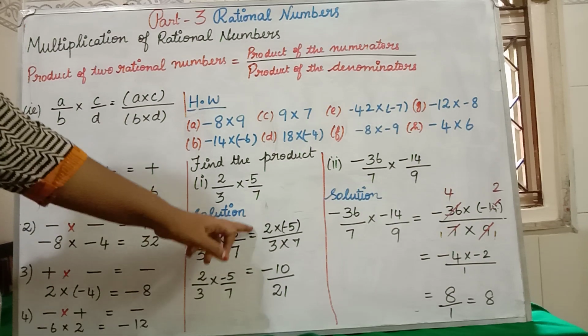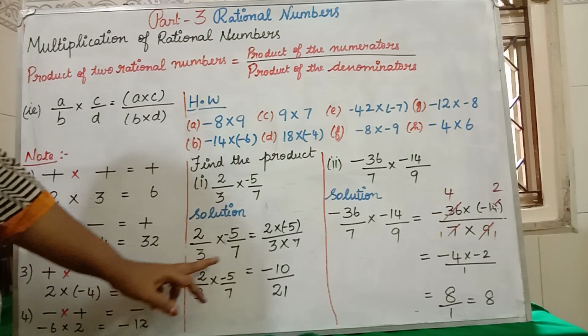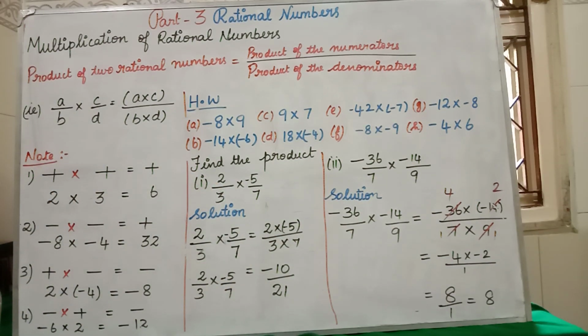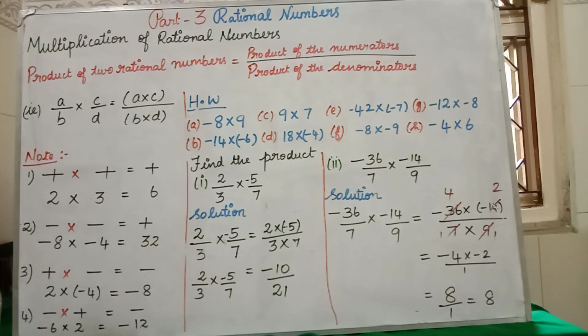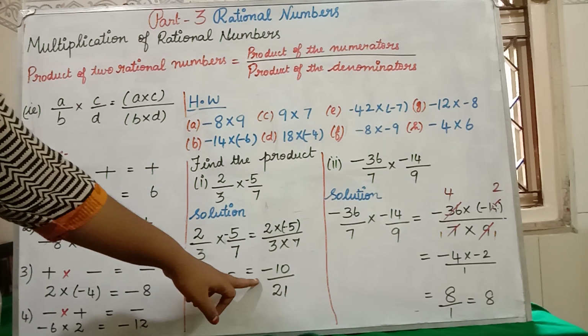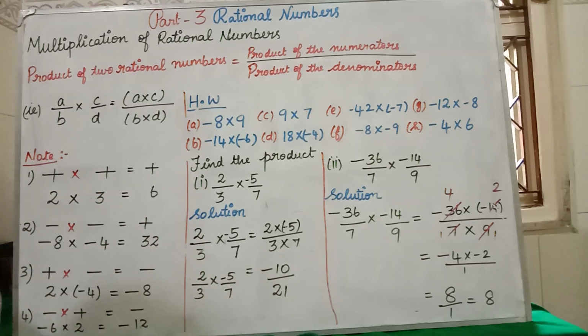So I have multiplied 2 into minus 5 divided by 3 into 7. Next step, what I have told? Here plus 2 is there and here minus is there. So plus minus means you have to put the minus sign. So 2 5s are minus 10, divided by 3 7s are 21.